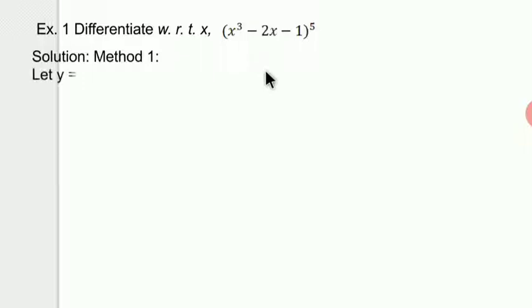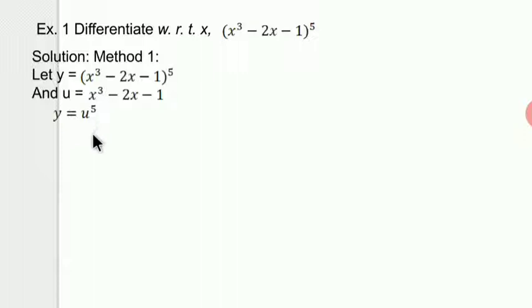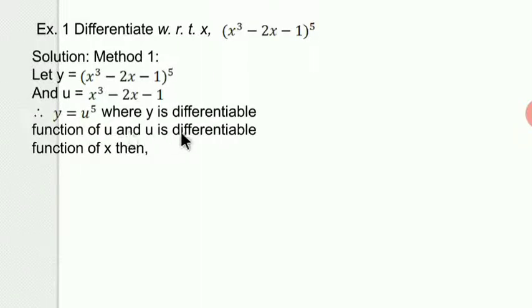So let y be equal to the given function, (x cube minus 2x minus 1) bracket raised to 5, and u is equal to x cube minus 2x minus 1. So y is equal to u raised to 5. Now we observe here y is a function of u and u is a function of x, and both are differentiable functions, so we can find the derivative of y using the composite function. Then by composite function we get dy by dx is equal to dy by du multiplied by du by dx. We call this relation number 1.